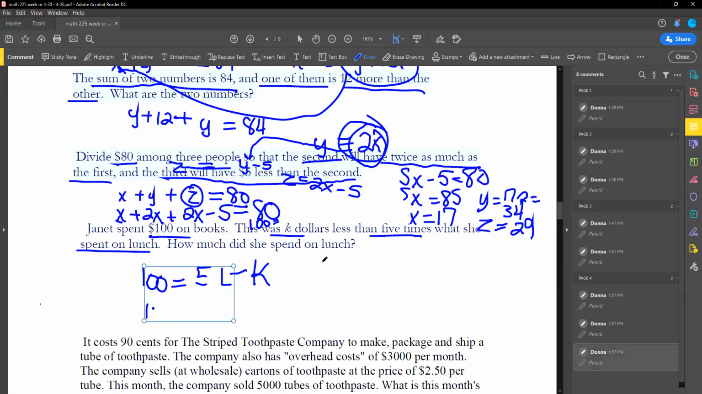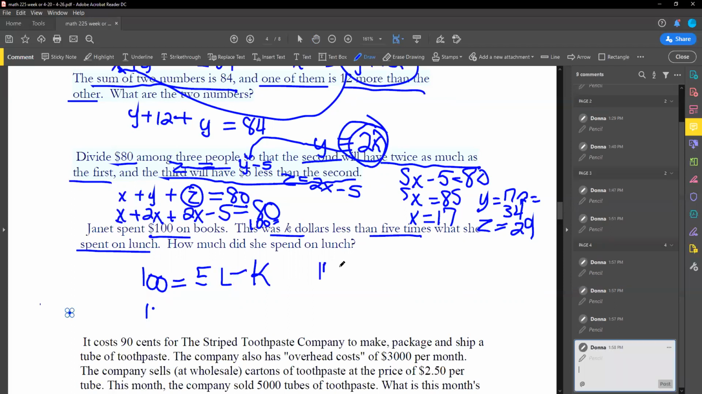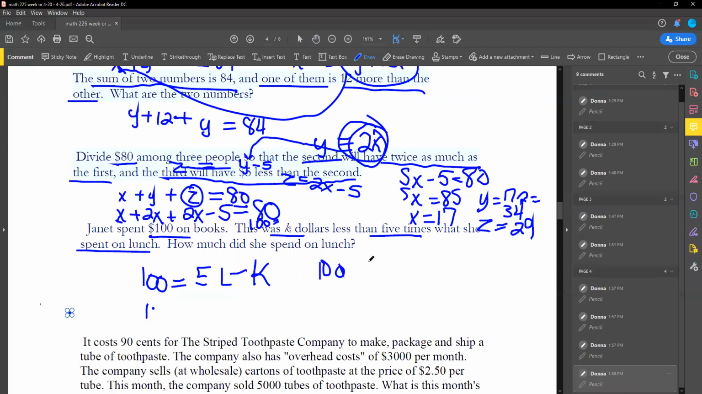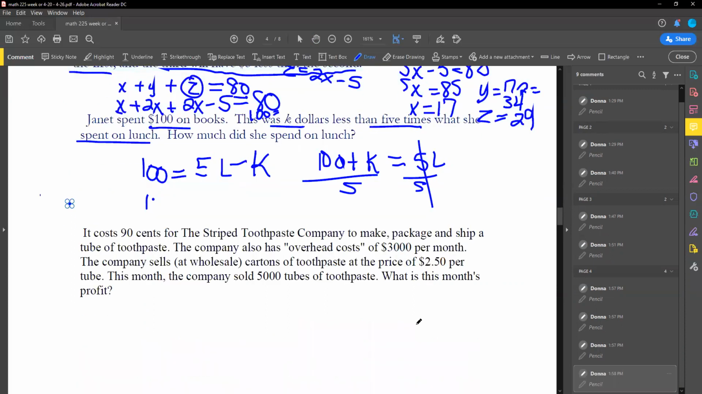It's not liking that. 100 plus K equals 5L, and then you just divide by 5, and that'll give you whatever they spent on lunch, okay? All right, so the main thing I'm just trying to get at is setting these things up. So let's try another one. This is kind of a business problem. I thought, oh, we'll do one that has a business flavor to it.